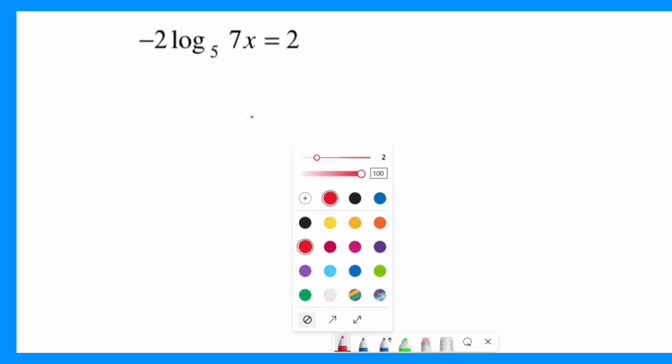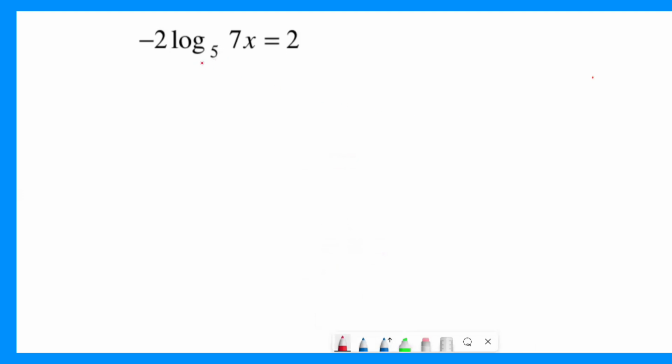Today we're looking at logarithms. We're going to be solving a few logarithmic equations here. So the first one, number one, says -2 log base 5 of 7x is equal to 2, and we want to solve for x.